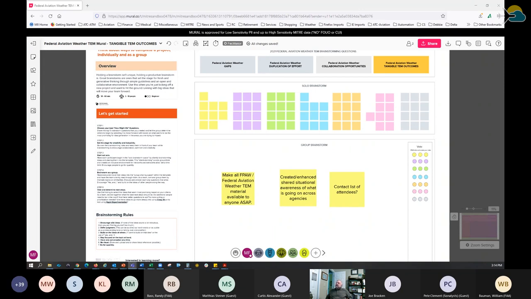What else, folks? What sort of tangible outcomes can we produce out of this TEM? This is, after all, an FPAW meeting, an FPAW activity, or an FPAW sponsored, I suppose, activity. Is there something that we should consider adding on, perhaps on a routine basis? Is doing a TEM like this routinely something that should be done? And is FPAW the right venue in which to do it, or is there a different venue in which to do it?